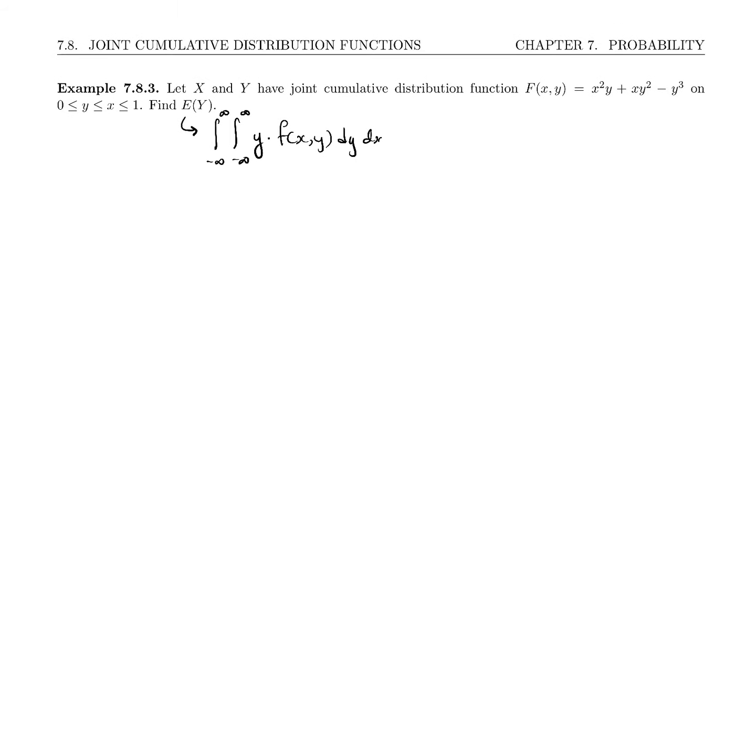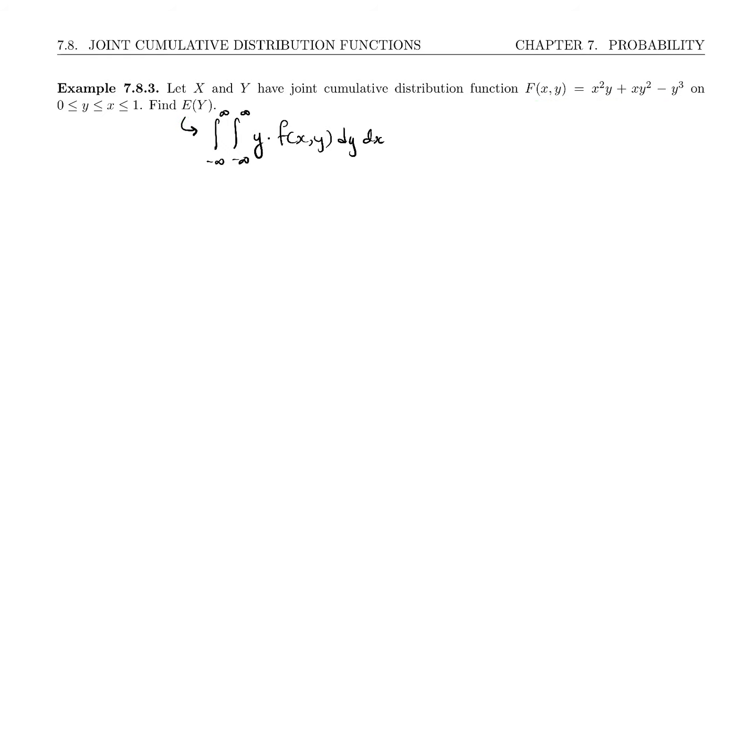y. And so we are going to use the fact that LOTUS tells us that we can integrate from minus infinity to infinity, again, minus infinity to infinity of the function, which is just y, times the density, f of x, y, dy dx. And so if we can get the density function, then we can use this double integral to find the expected value of y.